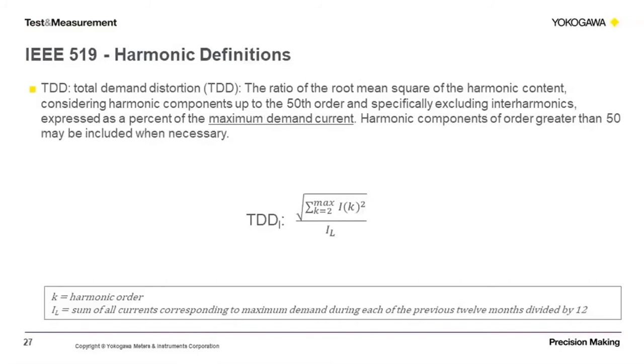IEEE 519 standard defines the acceptable levels of TDD, or total demand distortion, at a point where the customer ties into the power grid, which is called the PCC, or point of common coupling. TDD is a moving average of the THD based on the system rated current value. Note that the calculation for THD is instantaneous, and the calculation for TDD has a denominator of I sub L, where I sub L equals the sum of all currents corresponding to a maximum demand during each of the previous 12 months divided by 12.